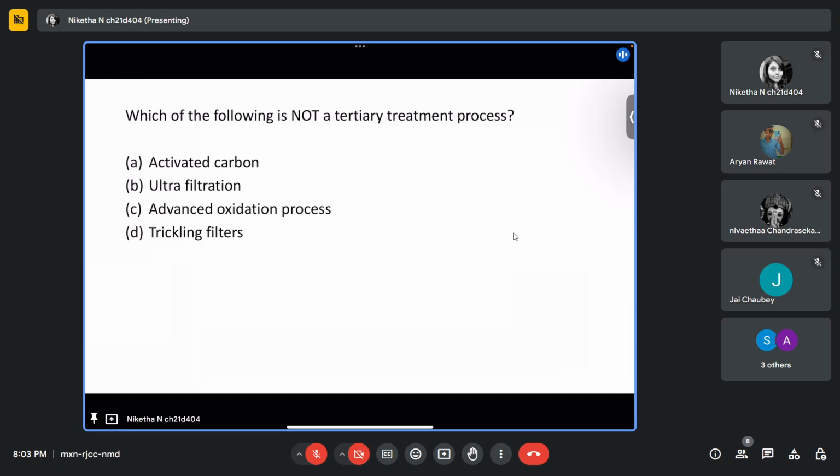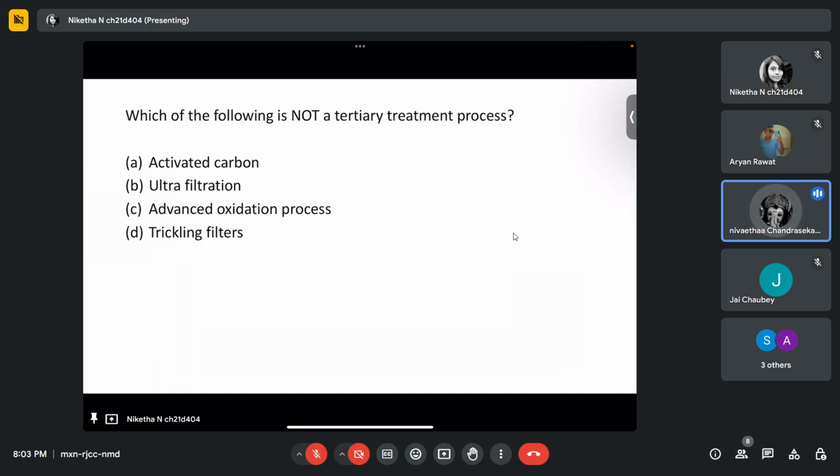Okay, the next question. Which of the following is not a tertiary treatment process? Can you tell me the correct answer? Trickling filters. Yeah, correct.